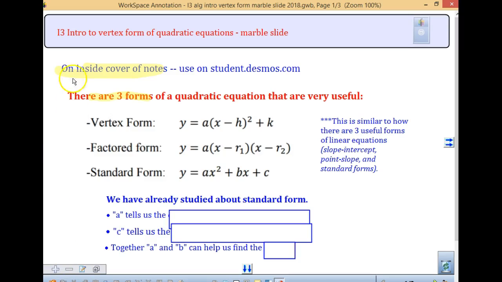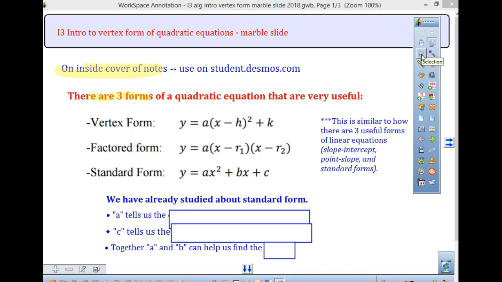So here is the first thing. On the inside cover of your notes, please write these three forms down on the blue inside cover of your notes. Vertex form, which is what we are really using today. Okay, we've already seen standard form, but the form that we are working with today is our vertex form. And vertex form, when we look at that, says y equals a times (x minus h) squared plus k.